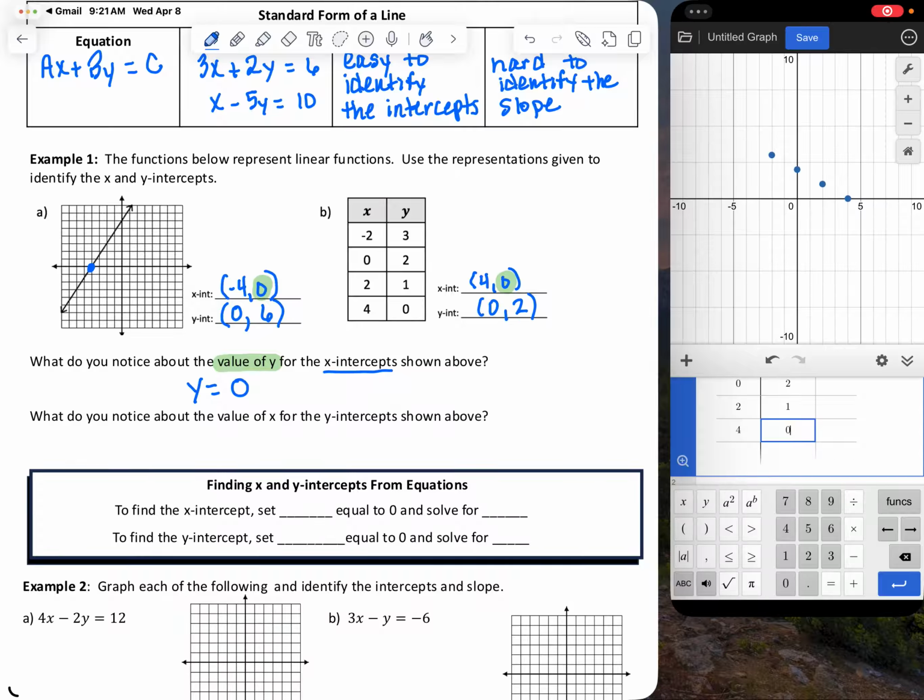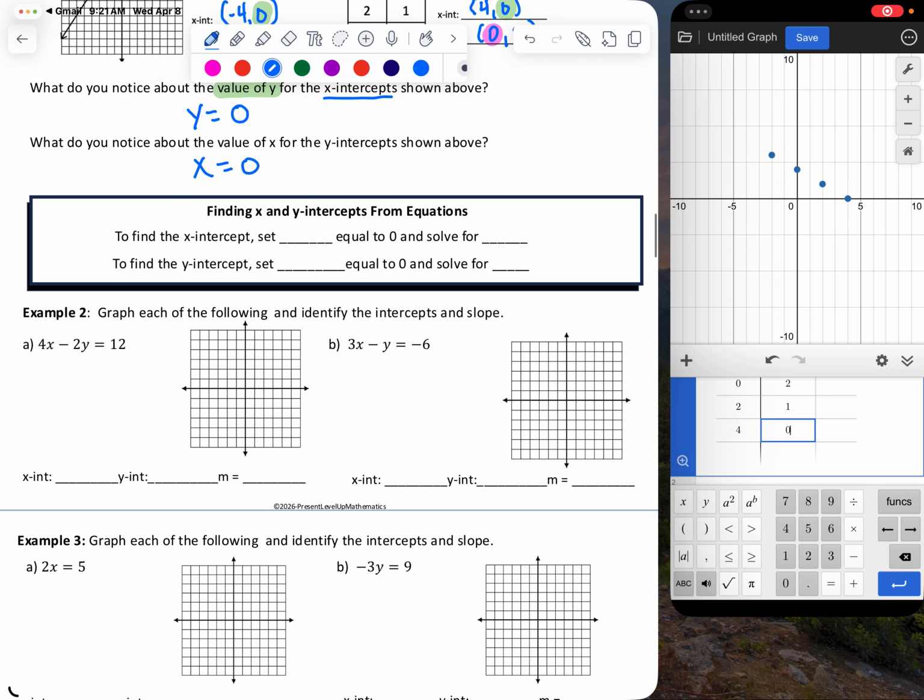All right, next question. What do you notice about the value of x for the y-intercepts? So let me highlight the value of x on our y-intercepts. Notice that on the y-intercept, the value of x is equal to 0. Now, what this means for us is that it's going to be super easy to find our x and y intercepts from an equation. To find the x-intercept, you just set y equal to 0 and solve for x. To find the y-intercept, you set x equal to 0 and you solve for y.